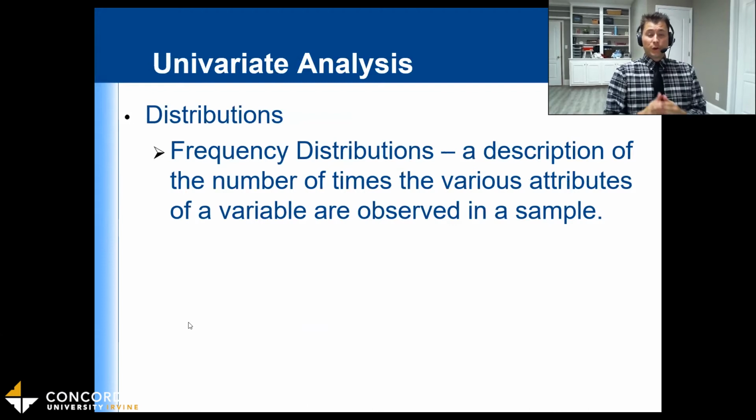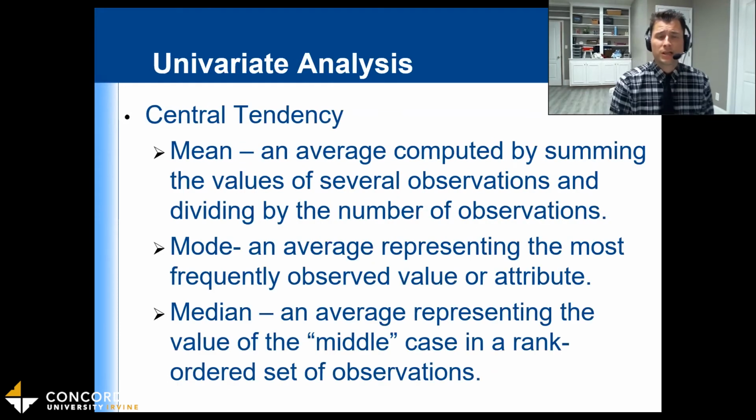Distribution. Frequency distribution is the most common. It's a description of the number of times the various attributes of a variable are observed in a sample. So just a way of studying there in the methodology portion. When discussing central tendency, we're discussing the mean, mode, and median. So mean, as you know, is an average computed by summing the values of several different observations and dividing by the number of observations. So if we have 10 observations, and we divide by 10, the average score will equal 10. However, it may vary amongst your observations. So we're averaging out. Your total number divided by the number of participants there.